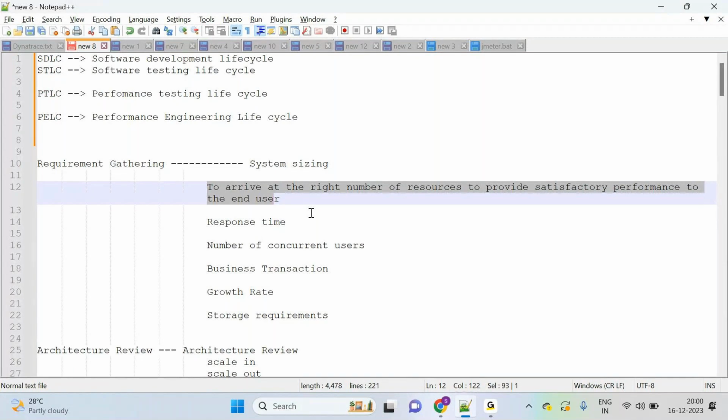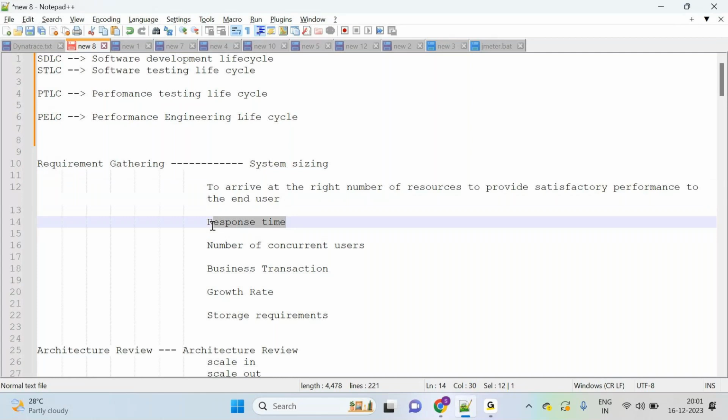Their focus area is that they want to provide satisfactory performance to the end user. That is the reason they are doing this kind of activity. And they also think about response time. That is a primary focus area, right? During the requirement gathering itself, they have to think about, yes, the requirement is so and so. That requirement, how it is going to load and what response time it is going to take, that also they are going to understand.